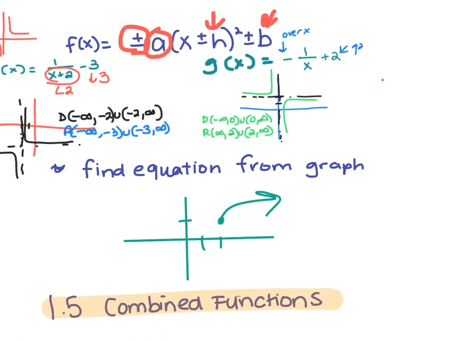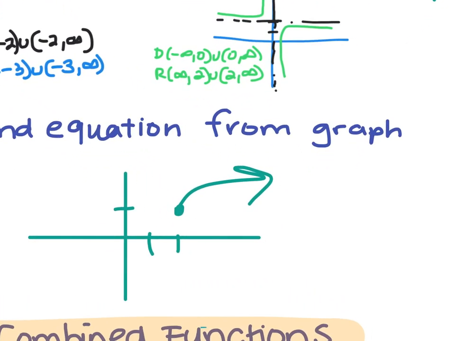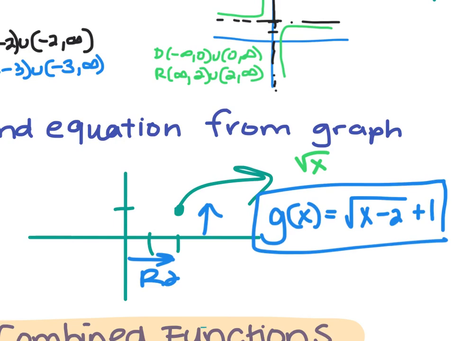In this section, you'll also be asked to find the equation from a graph. So in this graph, we know this is a square root of x function. We know this is shifted right 2 places and up 1. So this function would be the square root of x minus 2, because that's right 2, and plus 1 at the end, because that's up 1.